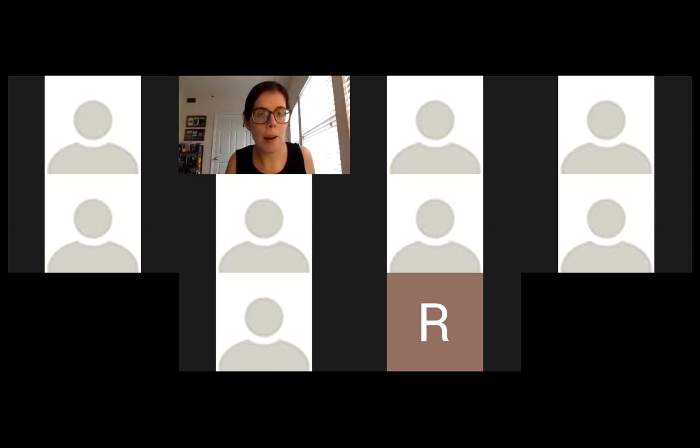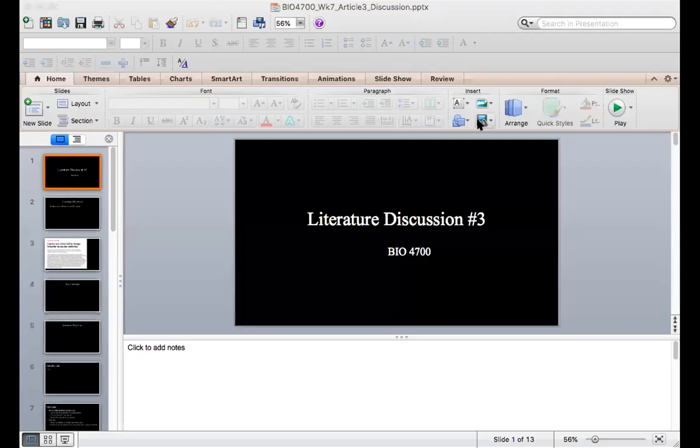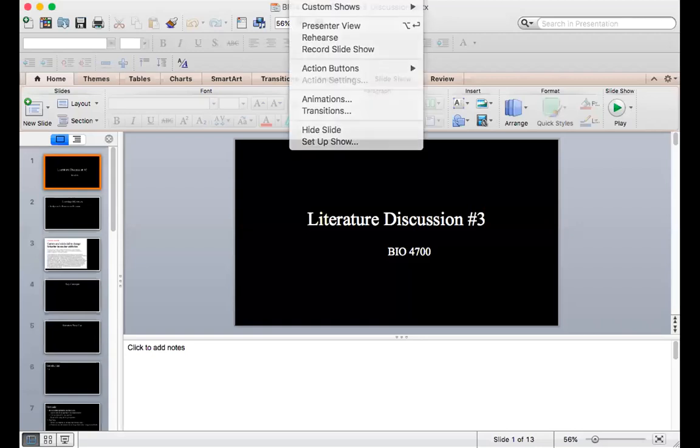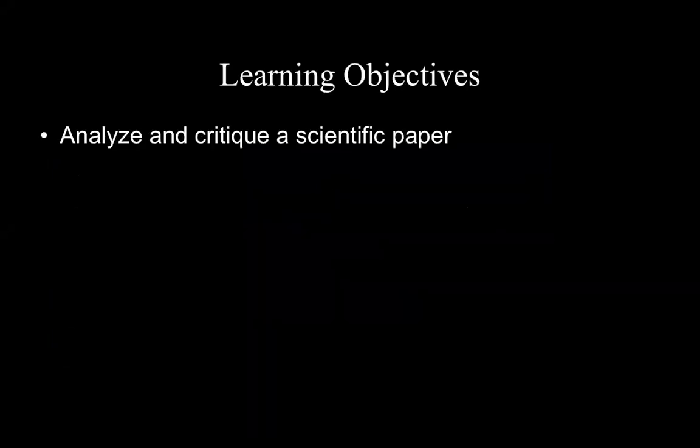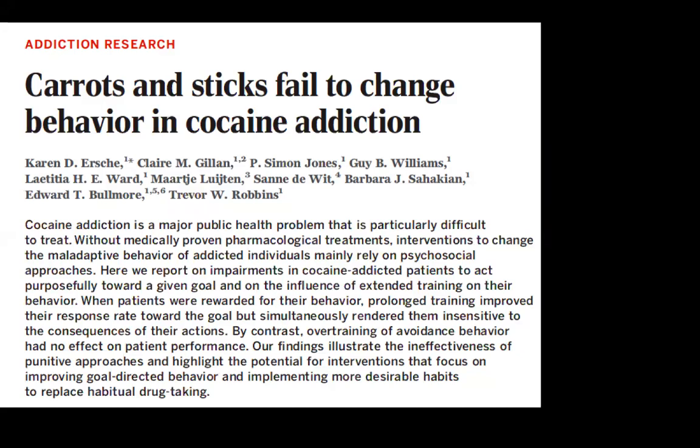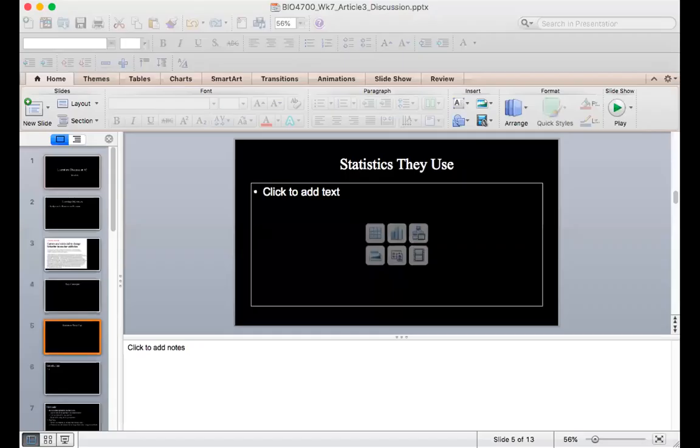Okay, so I'm going to open up this PowerPoint and briefly go over a few background concepts, and then we'll talk about the paper as a group. So again, this is our 3rd literature discussion. We've moved up and up in terms of the difficulty of the paper here. Our learning objectives, again, are to analyze and critique a scientific paper. And so we're doing this one, carrots and sticks, fail to change behavior in cocaine addiction. And this is from the University of Cambridge, which is in the UK. Some key concepts here, the main one is about cocaine addiction.